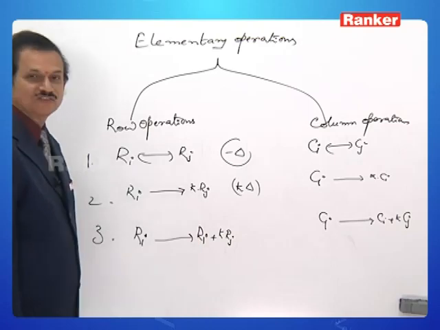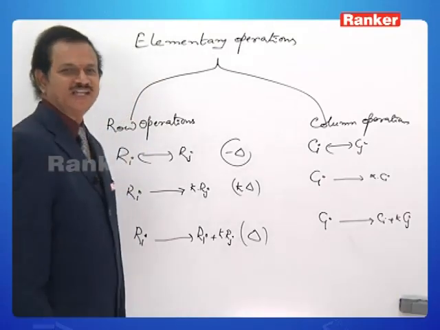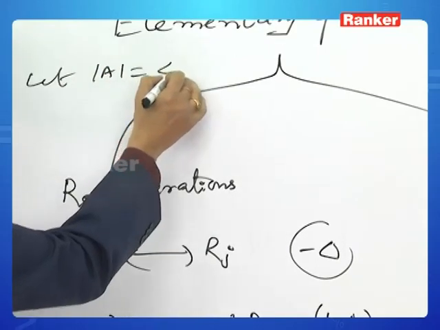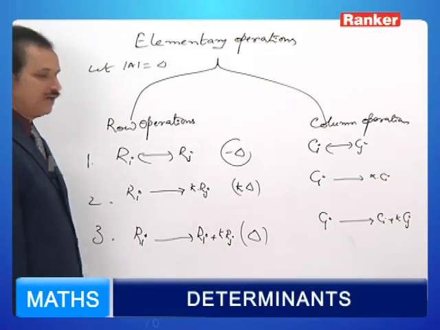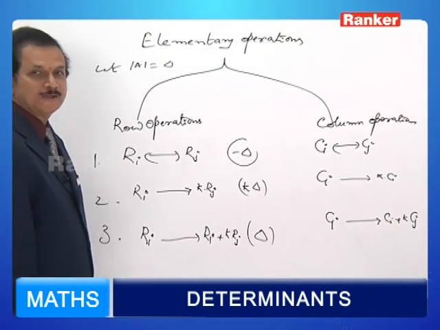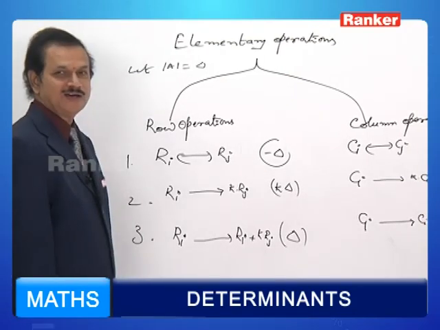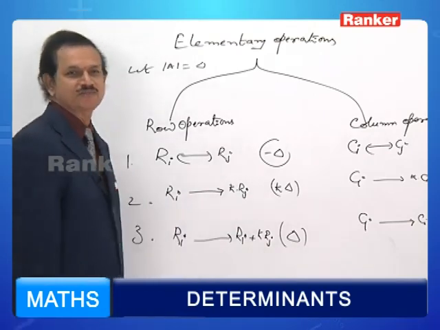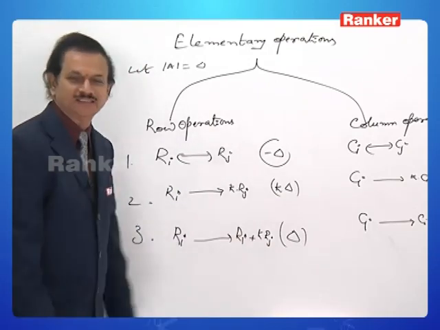The safest, the most convenient, the most useful, flexible, beautiful property is this. Even if you apply this, the value of the determinant does not change. Let A be a square matrix and determinant of A is equal to delta. If you perform this operation, what happens to the determinant? Minus delta. If you apply this operation, what happens? k times delta. And if you apply this operation, there will be no change to the value of the determinant. It remains unchanged. This is the next property we would like to learn.